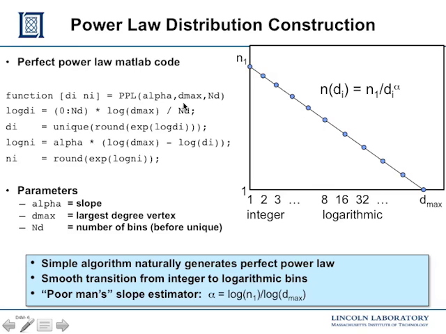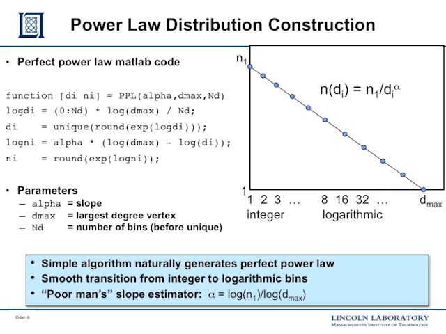And so this is just an artificial way to create this type of distribution, which is a perfect power law distribution. So it's a very simple, very efficient code for creating one of these. It has a smooth transition from what we call the integer bins to the logarithmic bins. And it also gives a very nice sort of what we call poor man's slope estimator. So there's a lot of research out there about how you estimate the slope of your power law, and there's all kinds of algorithms for doing this.